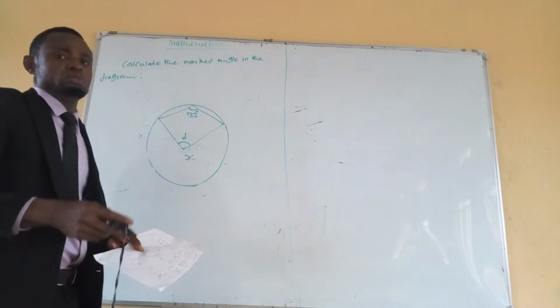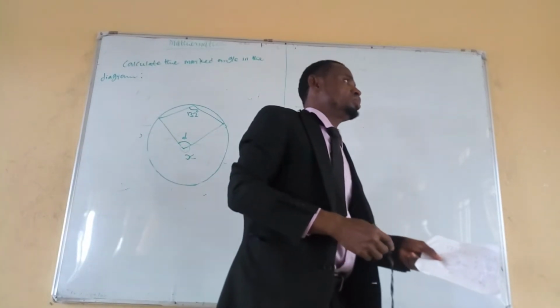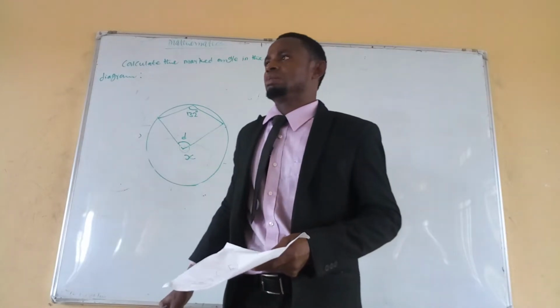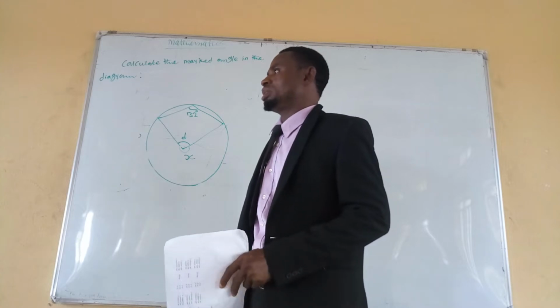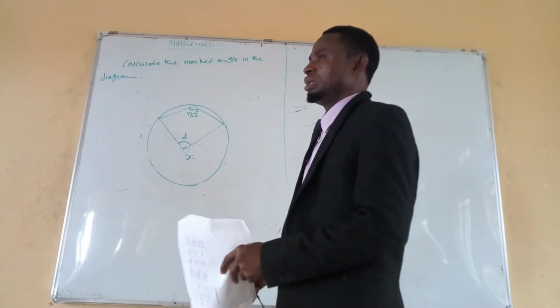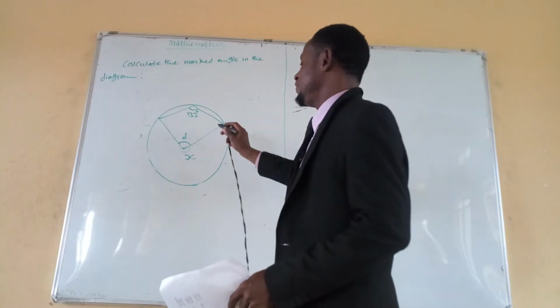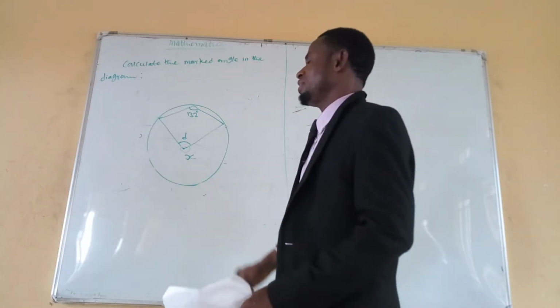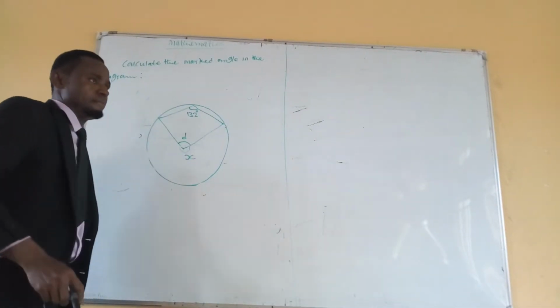How to identify angle at center to angle at circumference has become a pressing need among students. When you give them questions like this in class, they normally mix it up. So to identify angle at center to angle at circumference, you look at these two angles at the center.